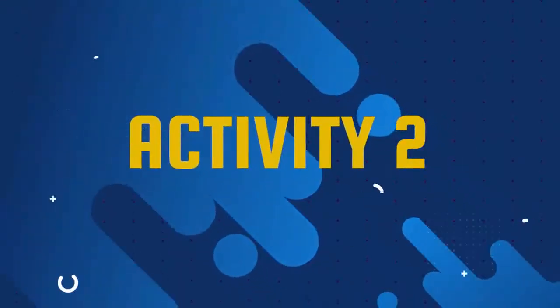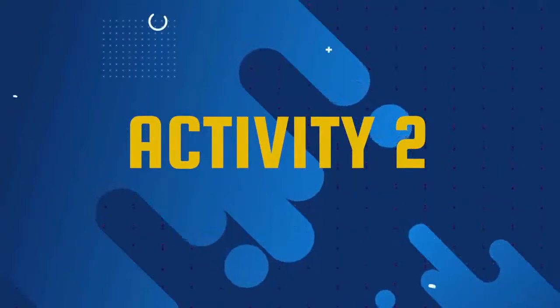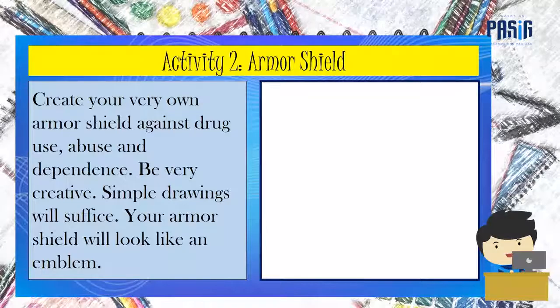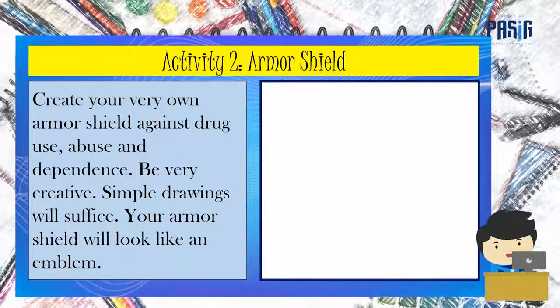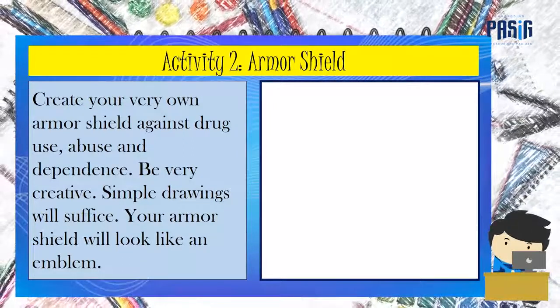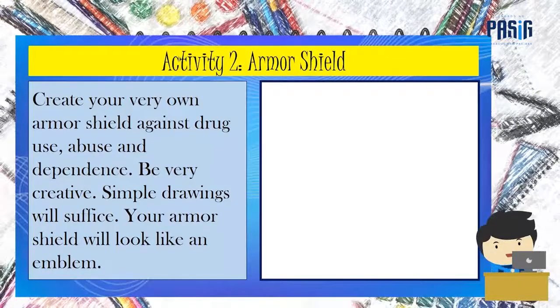And for activity number 2, you need to create your very own armor shield against drug use, abuse, and dependence. Be very creative. Simple drawings will suffice. Your armor shield will look like an emblem.